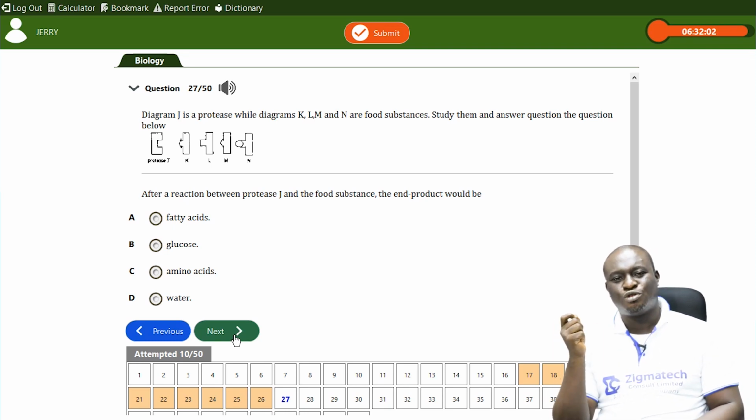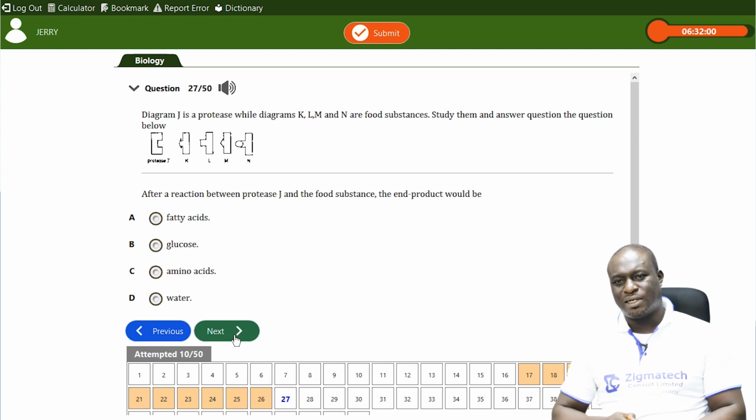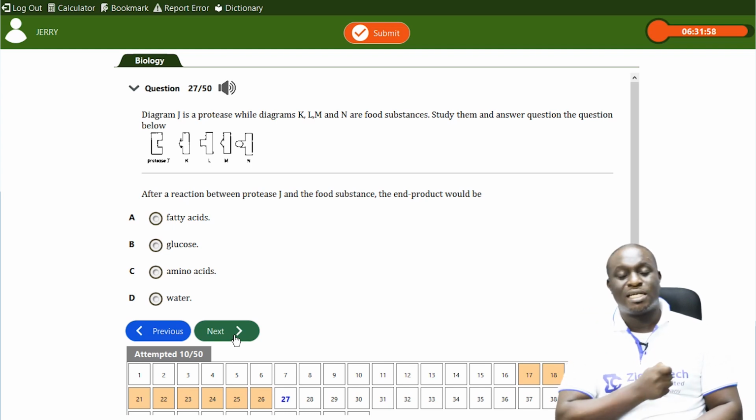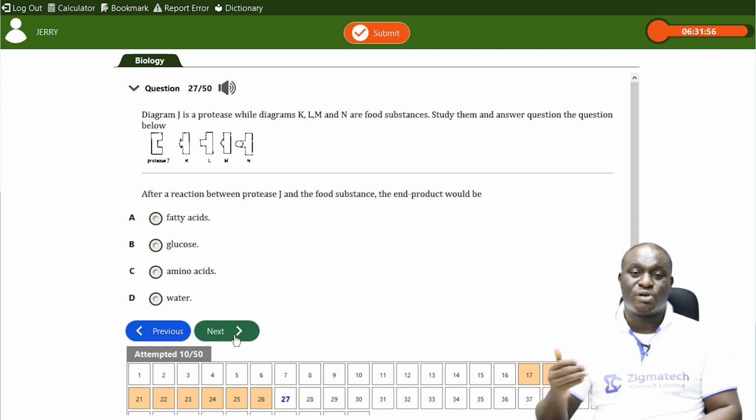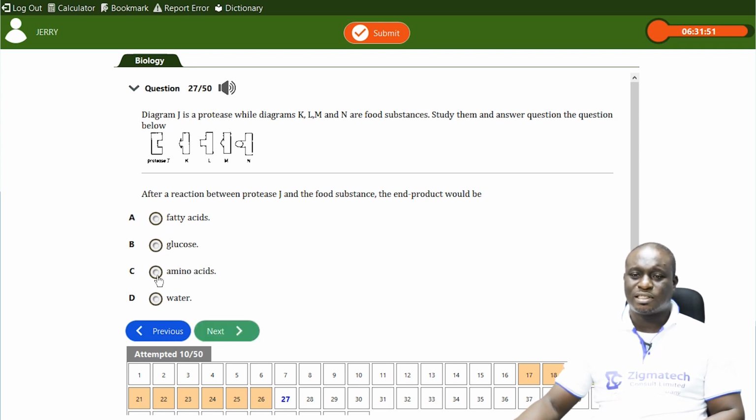Water does not undergo digestion. So enzymes don't react with water. There is no digestive enzyme that reacts with water to break it down into anything. So the correct answer is option C, amino acid.